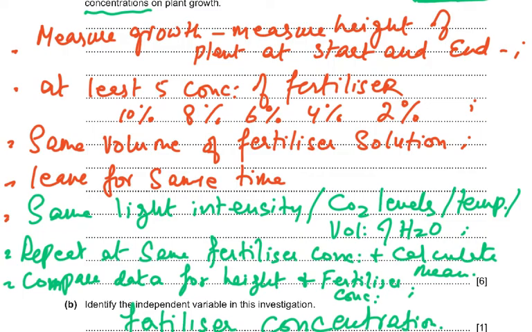So at least 5 concentrations of fertilizer, and then because you've been given a 10%, you have to dilute it. You can't say, okay, give me a 20%. No, that's wrong. What is given in the question is a 10%. So you have to dilute it further.